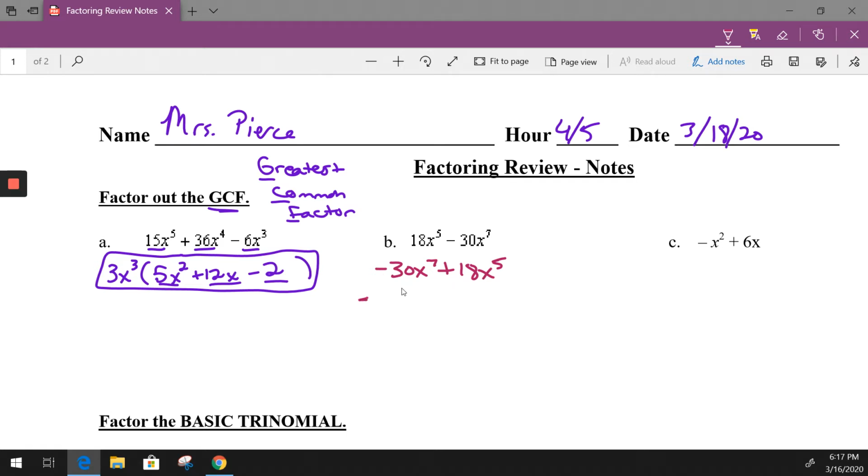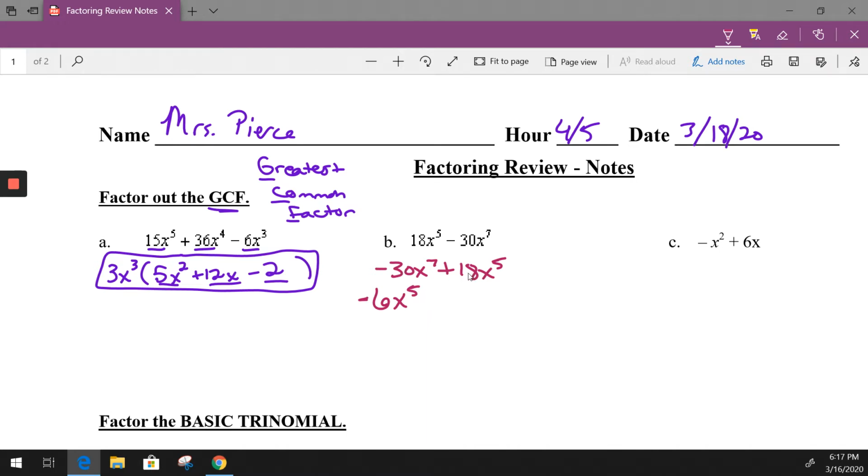It just kind of goes out front. So besides the negative, we also want to look at the 30 and the 18 and figure out what's the largest number you can divide both of those by. And hopefully you would think of 6. And then the x to the 5th is also the most x's that you can take out, because this has five factors of x and this one has 7. So you cannot take out more than 5.